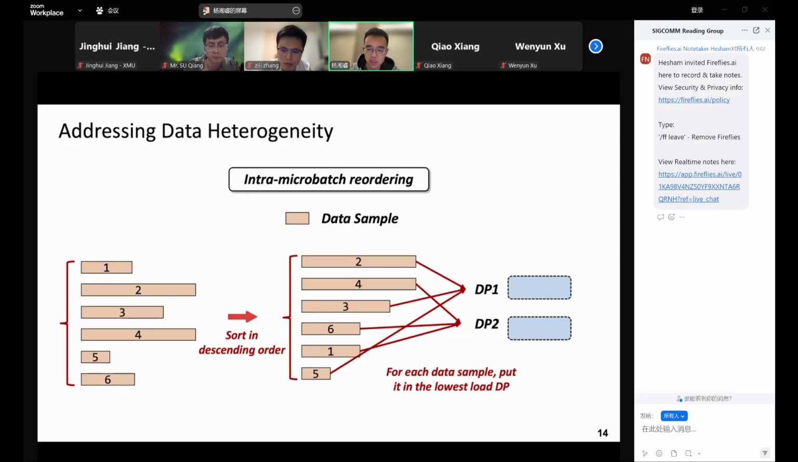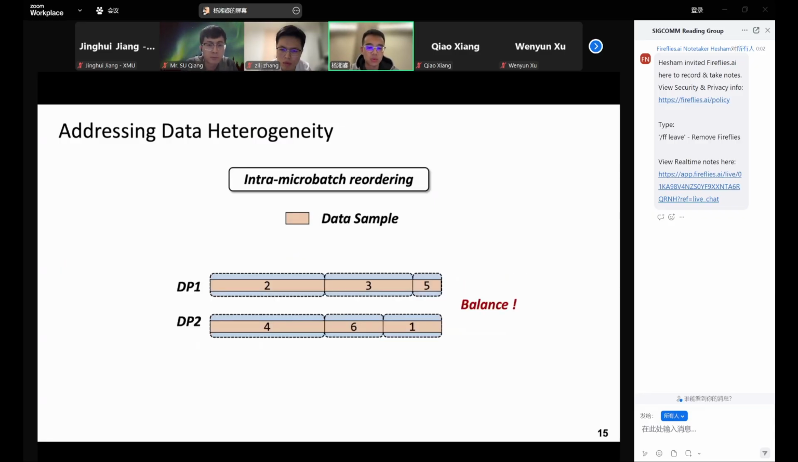This process is shown on the right part of the slide, and we can see how DistTrain traverses the data samples. For example, it assigns 2 to DP1 and 4 to DP2. This greedy approach ensures that the total computational load across all DP instances is almost balanced. This simple reordering minimizes idle time and effectively eliminates the straggler problem.